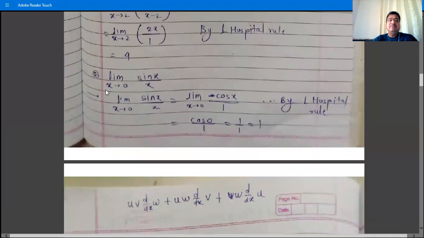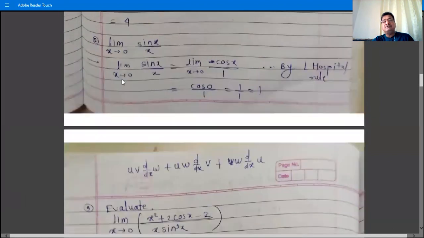So the very standard rule: limit theta tends to 0 sin theta by theta, or limit x tends to 0 sin x by x, is 1. We know the rule, limit x tends to 0 sin x by x is 1. So how can we prove this rule? Limit x tends to 0 sin x by x.